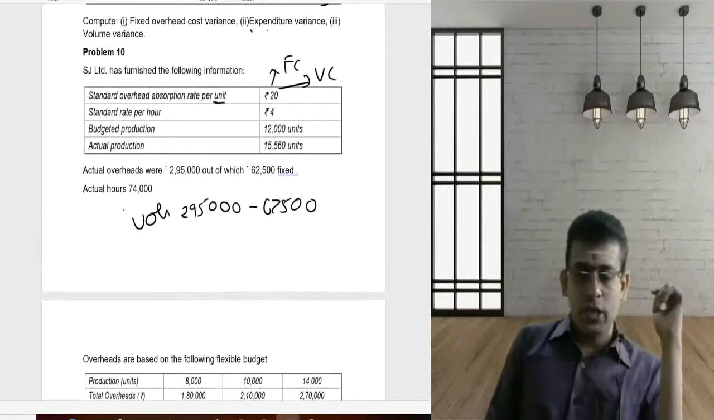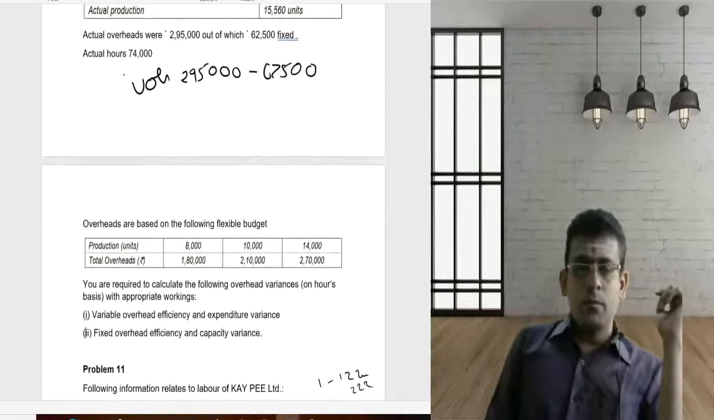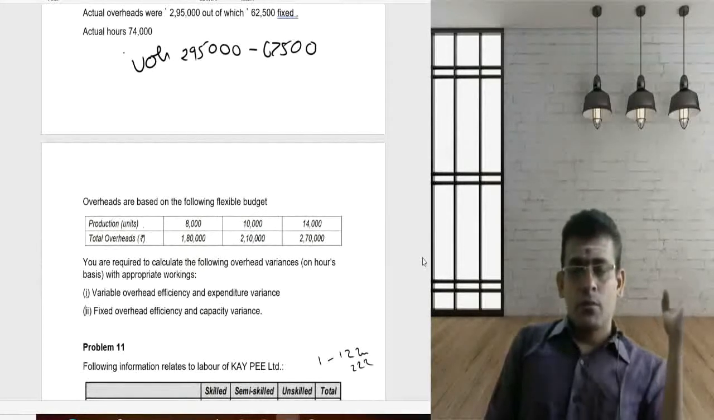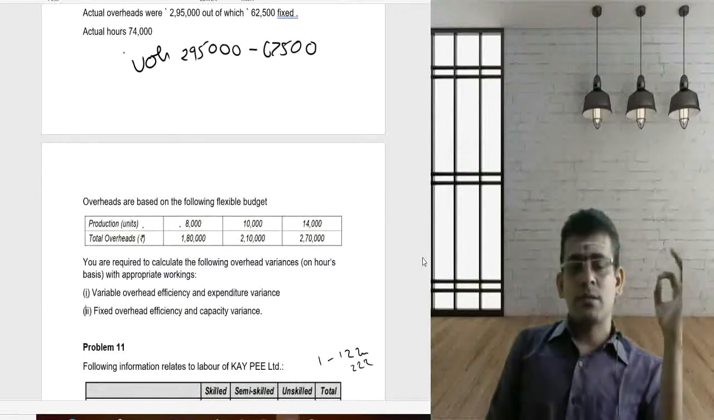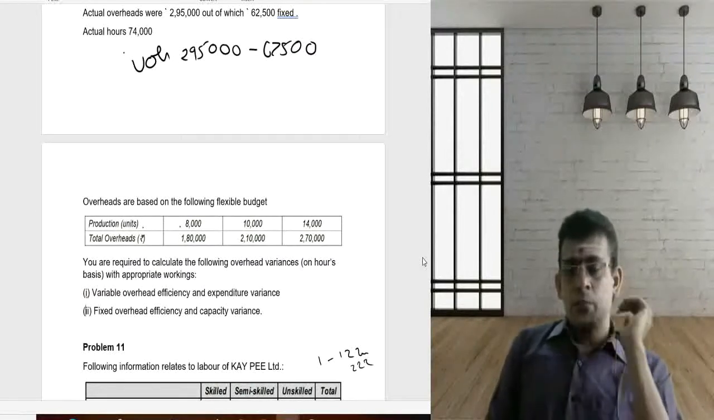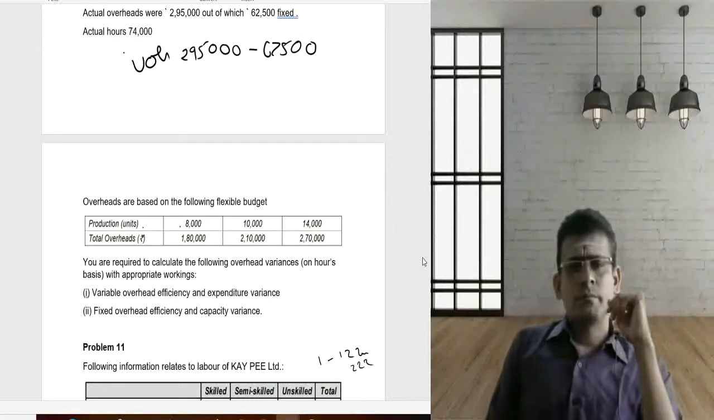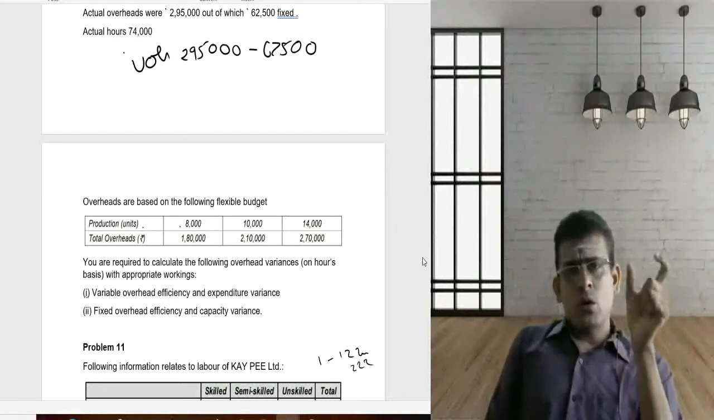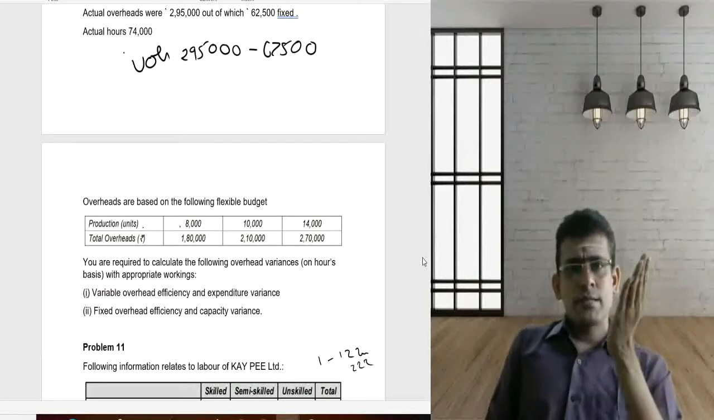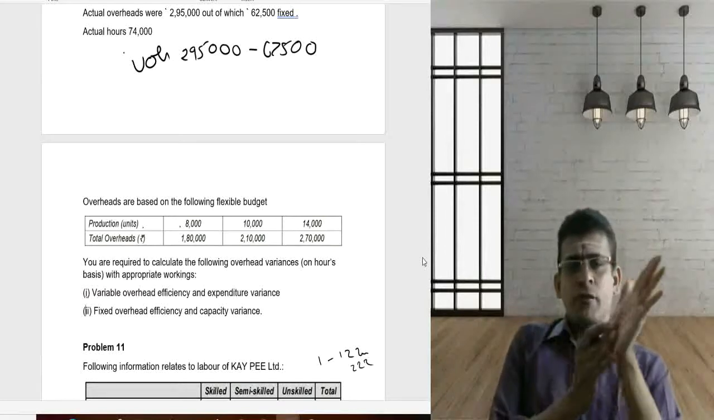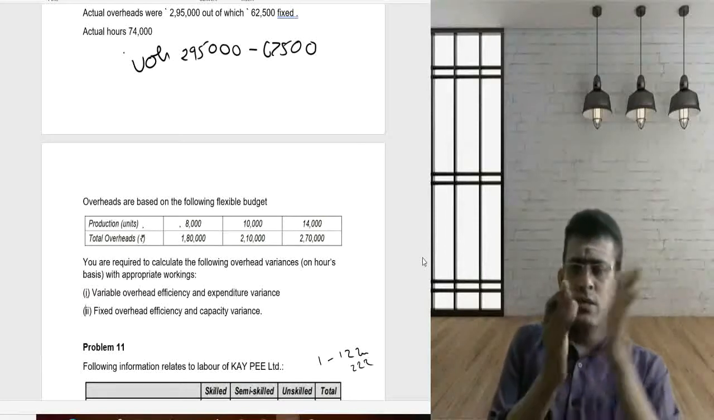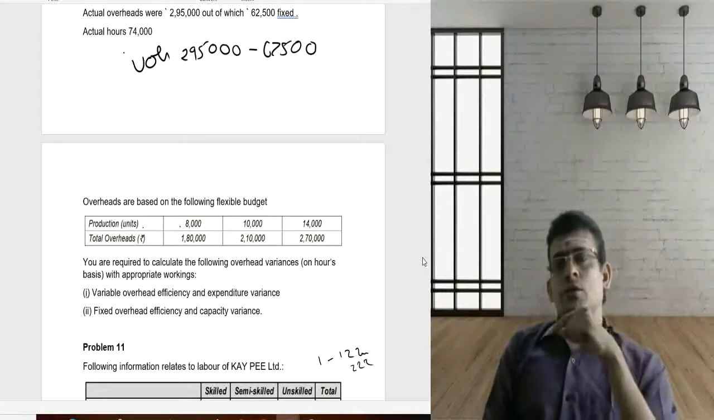Then along with this, he is telling you overheads are based upon the following flexible budget. Production 8,000, the total overheads is 1,80,000. Production 10,000, the total overheads is going to be 2,80,000. It's nothing but the budget, standard, estimated. So 14,000, the cost is going to be 2,70,000. Now, when we were discussing the concept of overheads, when we are discussing about classification of overheads, there we have discussed one point. Segregation of your overheads into something called as variable cost into fixed cost. Now I need to apply that concept.